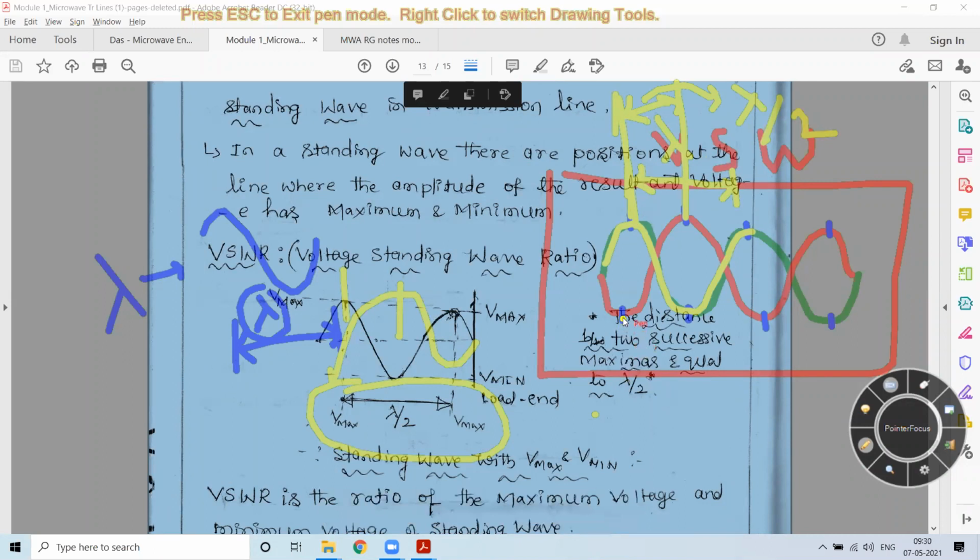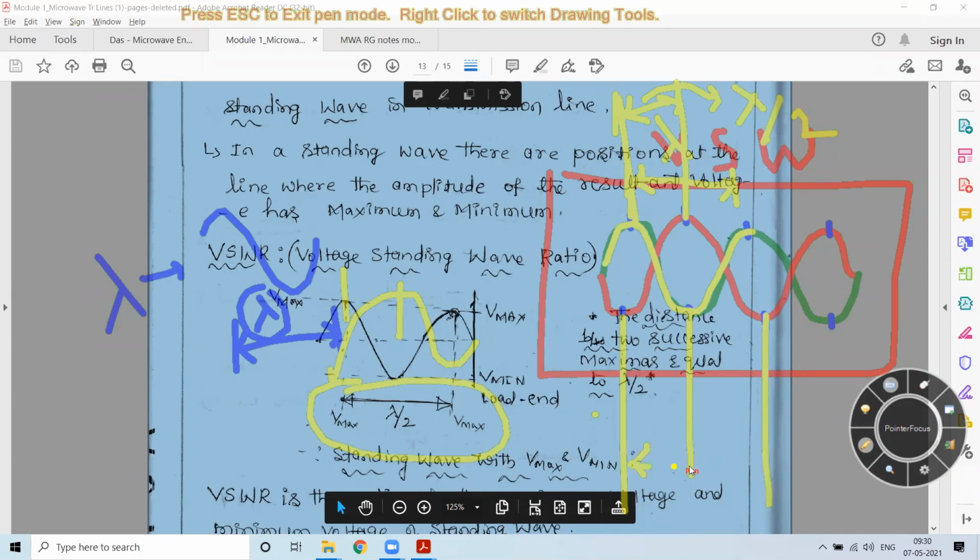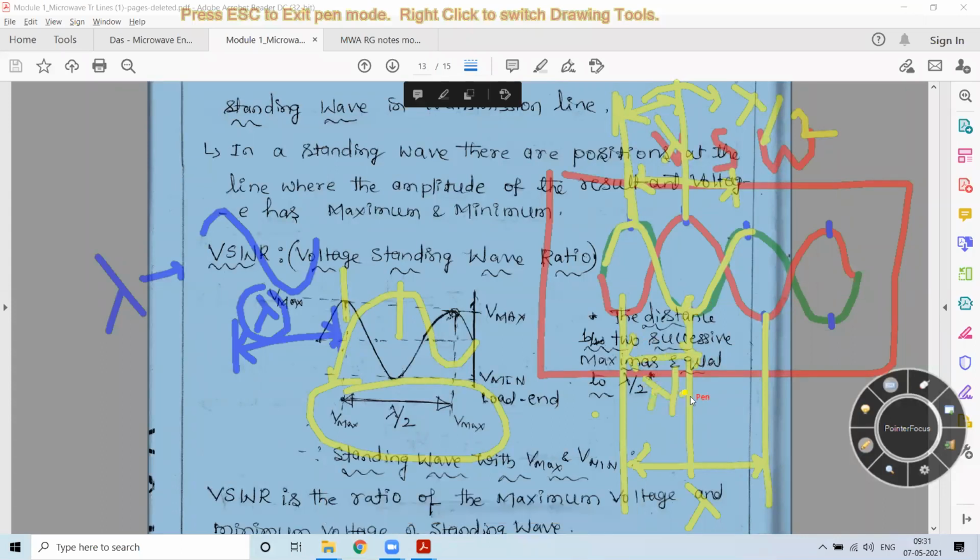Similarly, we have another parameter. If I consider these three minima points, the distance between this minima and this minima, leaving one in between, that is an alternate minima, is equal to lambda. The distance between successive minimas is half of this, lambda by 2. So remember, the distance between two successive maxima is lambda by 2, and the distance between two successive minimas is also lambda by 2.